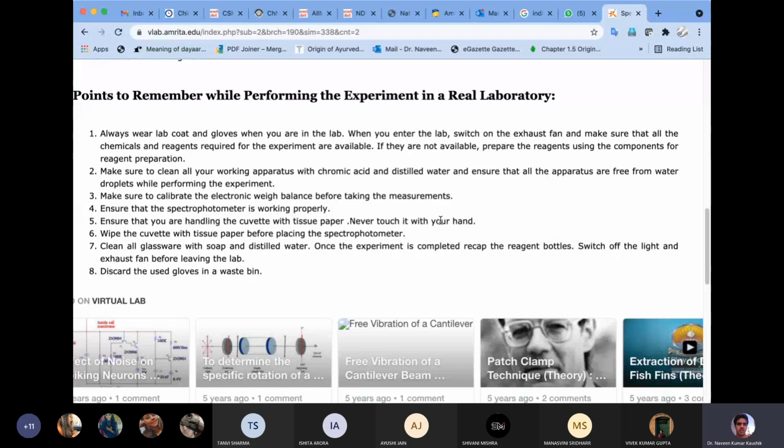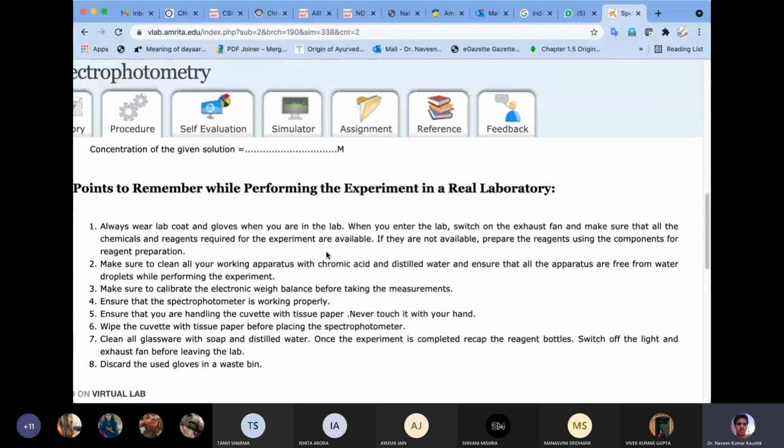There are a few more precautions that we must take care of. Handling with tissue paper is one, or if you're not handling with tissue paper, just don't touch your finger in the direction of the path of light. If you touch it, your fingerprints may appear on the path of your cuvettes, and the fingerprints may interfere with the path of light. So don't touch the path of your cuvettes with your fingers. This is also a must precaution.